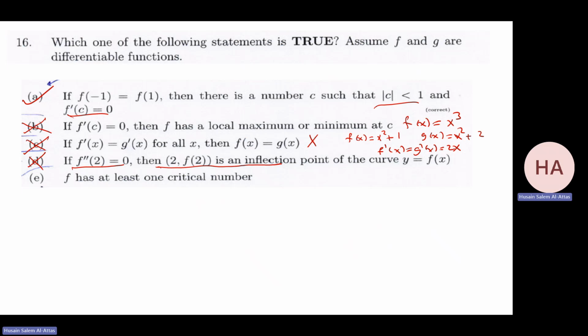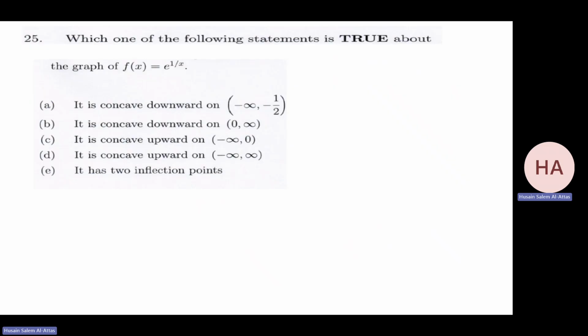Why? It depends on many things. So this is... that's correct. Not always correct. About this function, actually, we did it before. No, this is e to the power 1 over x. Domain of f: all real numbers except 0.